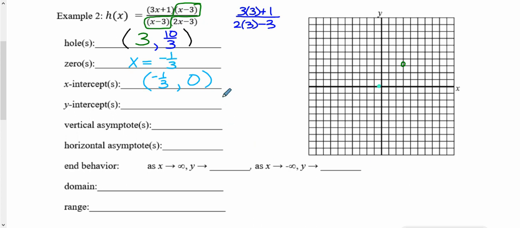To find the y-intercept, I'm going to plug in x equals 0, because the x value is always 0 in a y-intercept. So when I plug in 0 to the reduced form, it gives me y equals -1/3.